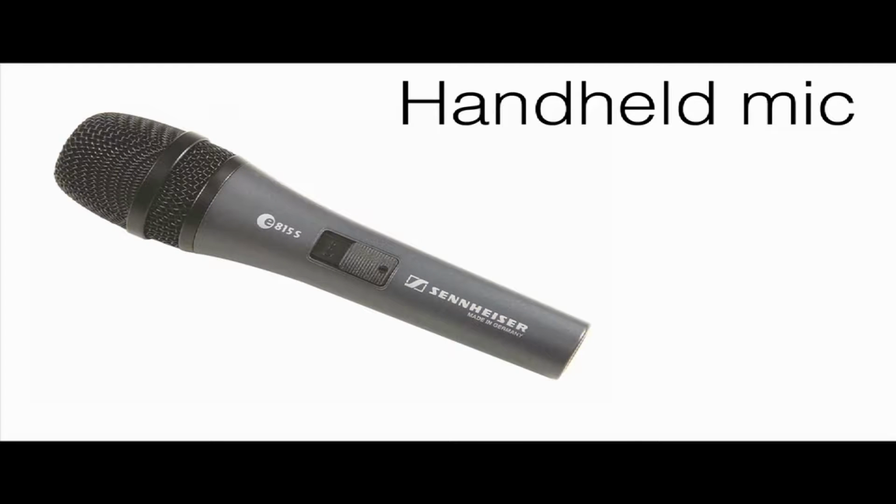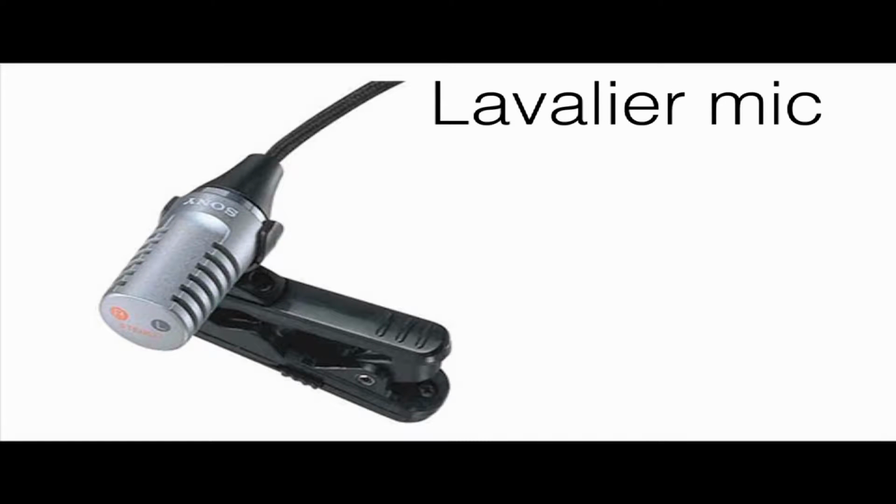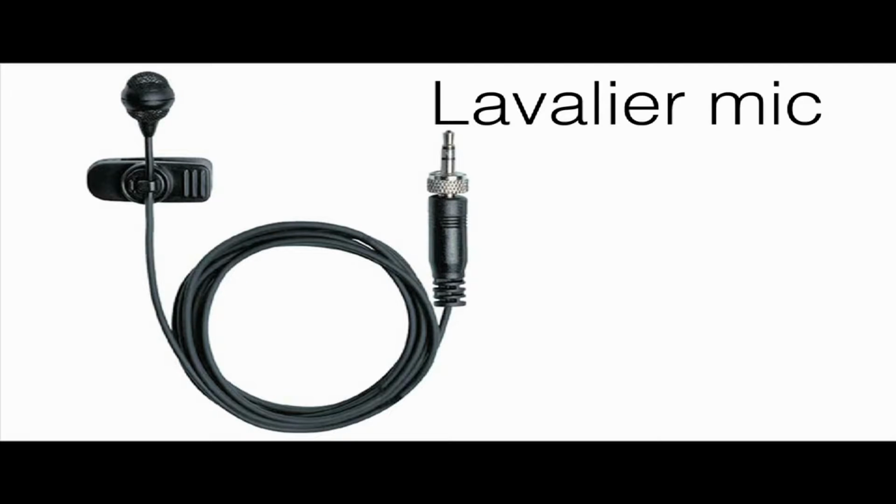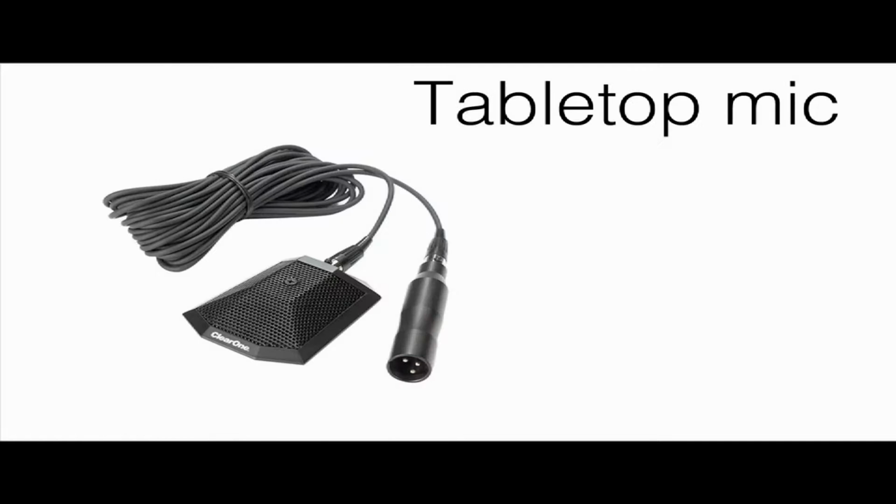Handheld microphone. This is usually used for interviews or for the news. They are usually held in the person of interest's hand. Lavalier microphone. This detects close-up sound and is used for when you want the microphone to be hidden from the camera's view, as it clips onto the person of interest's shirt.